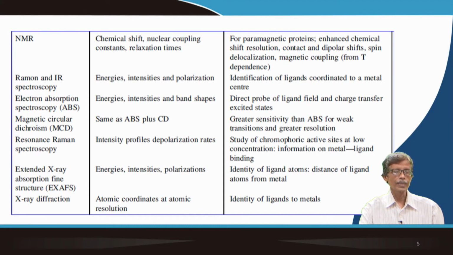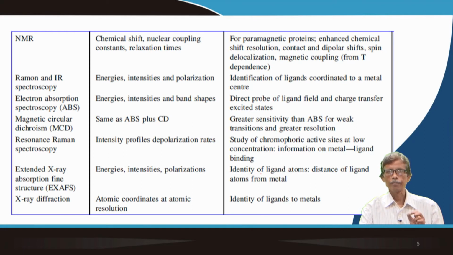Then some resonance techniques, the resonance Raman, not nuclear magnetic resonance or electron paramagnetic resonance. Then the EXAFS technique, extended X-ray absorption fine structure, not X-ray diffraction. So, we can find out energies, intensity and polarizations, and basically that can be applied to, see the last column, the distances of the ligand atoms or donors and the metal ions.